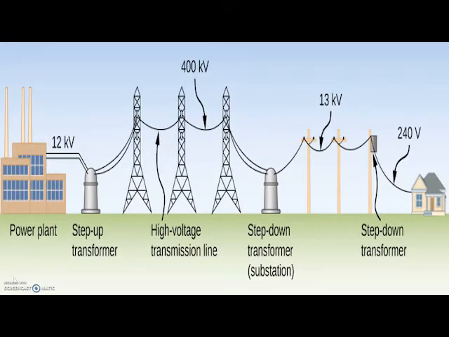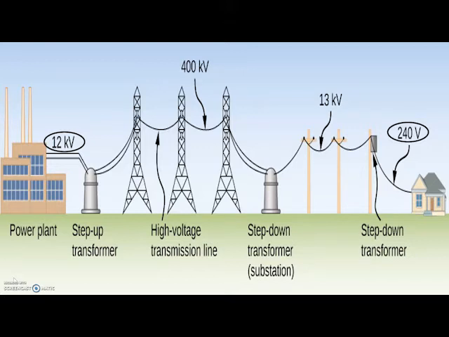As you can see, the alternating currents produced at power plants are first stepped up to extremely high voltage, such as 12,000 volts, before being transmitted through the power lines. On the other hand, they will be stepped down to relatively safe values, such as 240 volts, before they are introduced into our homes.